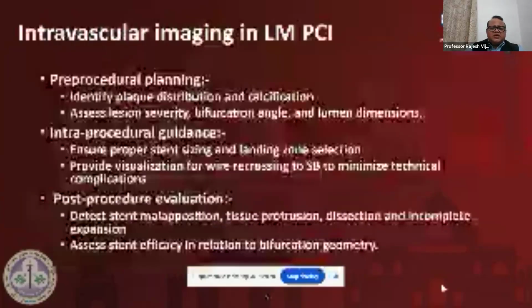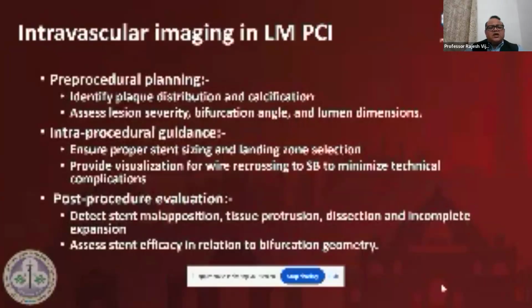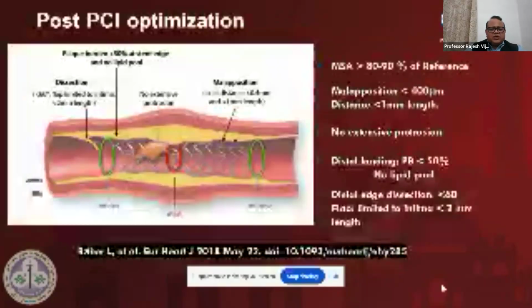As usual, intravascular imaging, like for other PCI, is helpful for pre-procedural planning, intra-procedural guidance, and post-procedure optimization. This particular slide is well known for those who are doing intravascular imaging. You have to assess the MSA, which should be more than 80 to 90% of the reference diameter, whether proximal or distal. There should not be any malapposition. It should be less than 400 micron, a distance of less than 1 millimeter.